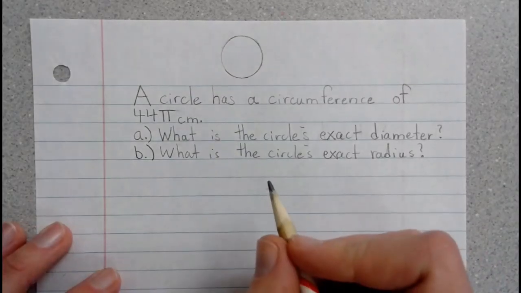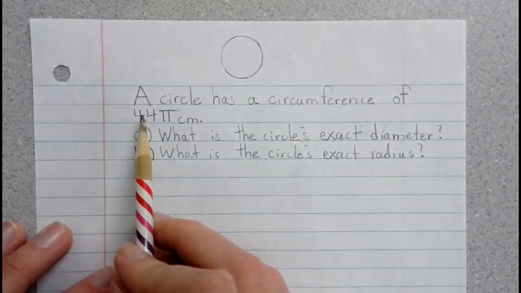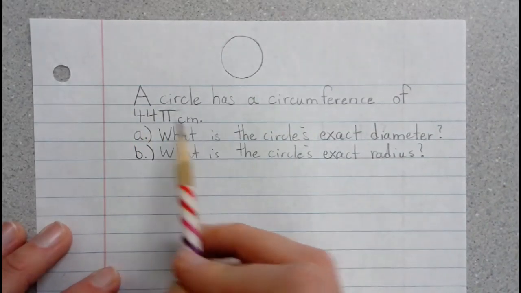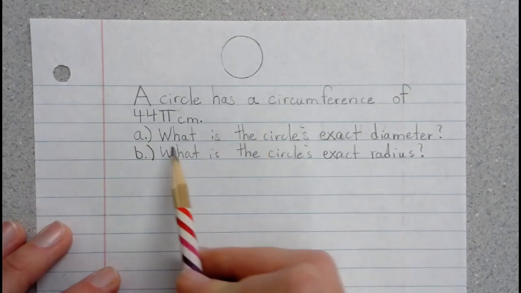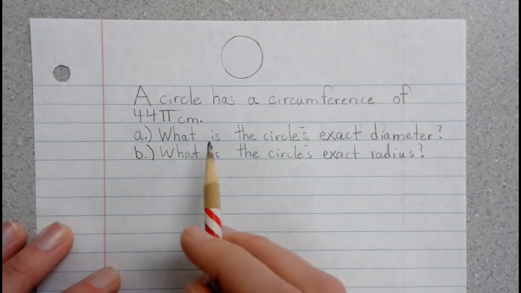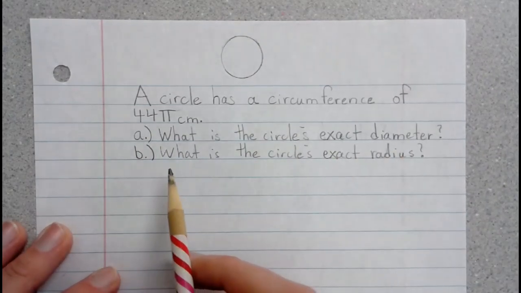Alright, so let's say we're given the following information. A circle has a circumference of 44 pi centimeters. And we're given these two questions. What is the circle's exact diameter? And what is the circle's exact radius?